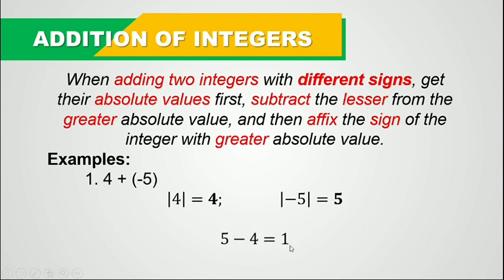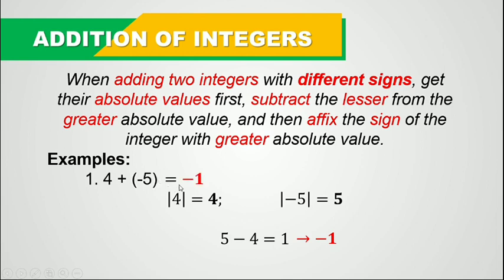Is this our final answer? Not yet. Why? We still need to affix the sign of the integer with greater absolute value. So initially, asa man nilang duha, ang integer nga na ay greater absolute value. Is it the 4 or the -5? It's the -5. And its sign is negative. So therefore, this sign will also become the sign of our answer or our difference. So therefore, 4 plus -5 equals -1.